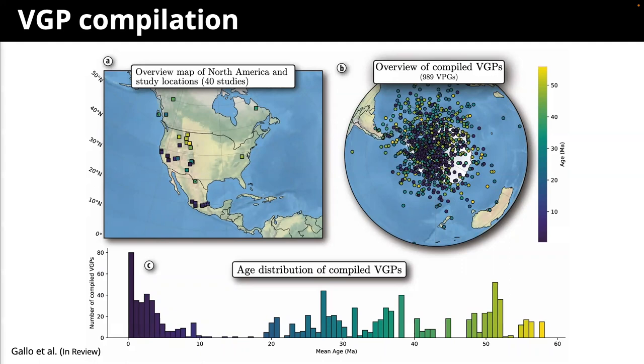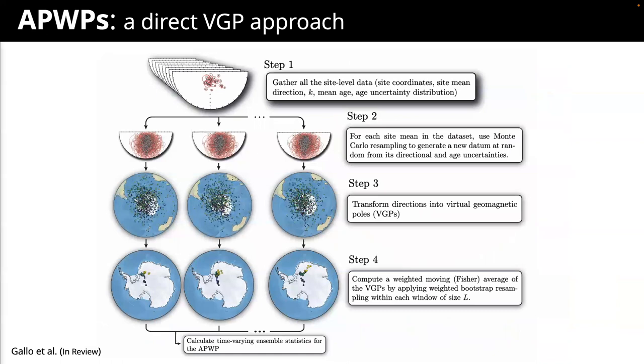And again, we're interested in exploring this homogenization process and to see what different data quality filters do in the end result. So this is how the studies are distributed in space and how the site level VGPs are distributed in time. I'd like to call attention to the remarkable gap in site level data between 10 and 20 Ma. This is something I'll try to remember to come back to in a couple of slides.